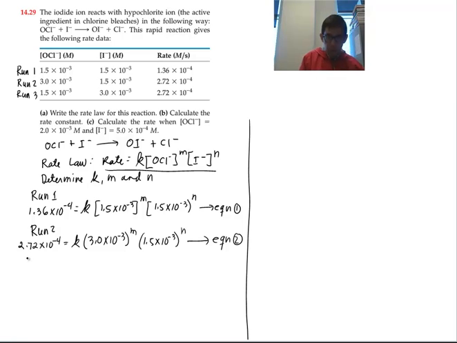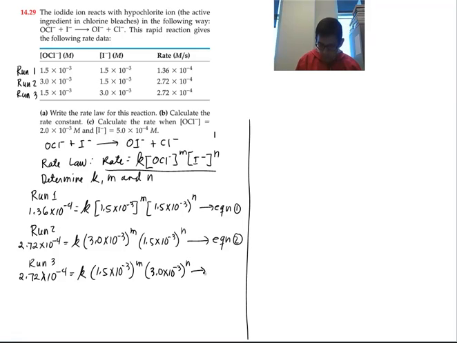Let's analyze run number 3. The rate was 2.72 times 10 to the negative 4, is equal to k times OCl⁻, which was 1.5 times 10 to the minus 3, raised to the m. And I⁻ is 3.0 times 10 to the minus 3, raised to the n. This now would be our equation 3.